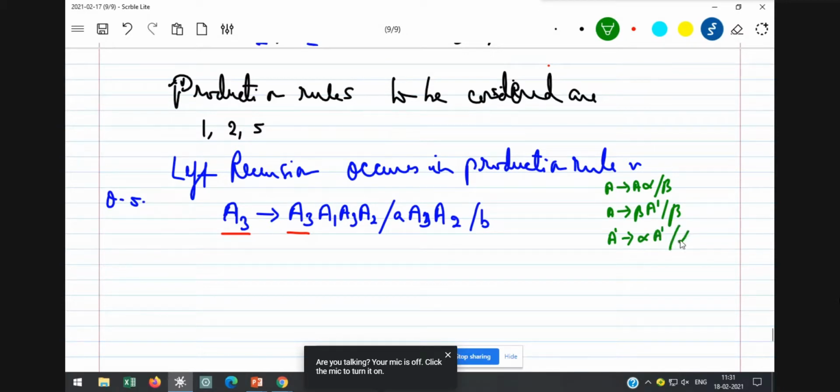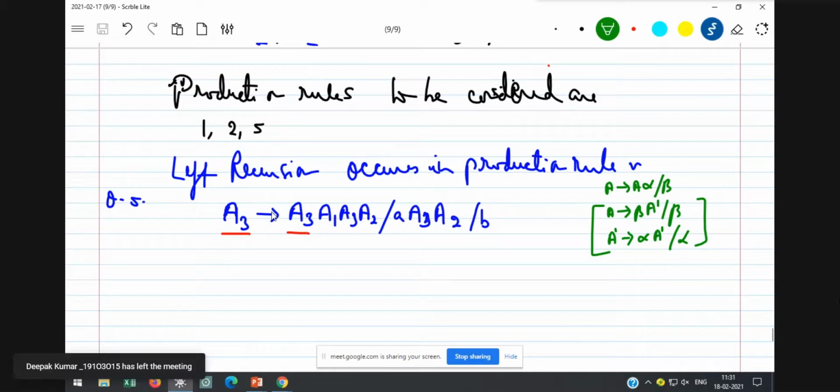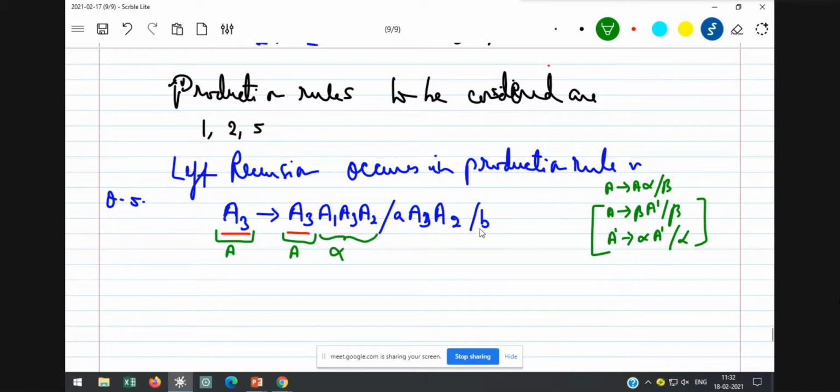A dash is nothing but a new non-terminal. Now I have told you that from the production rules where the left recursion has occurred, we need to identify A, then alpha, then beta. Let me identify that. In my case, this is A, and this is alpha. Then it's up to you whether this or this you would like to choose as beta. In my case, let me consider this as beta.